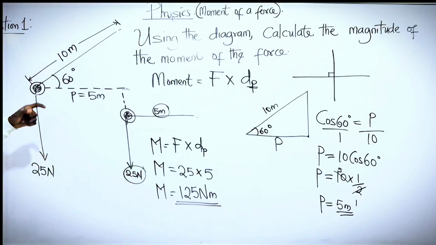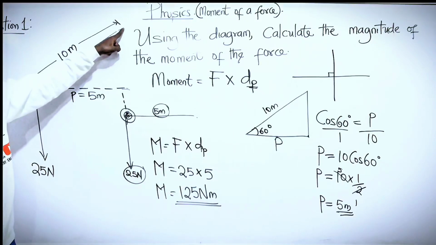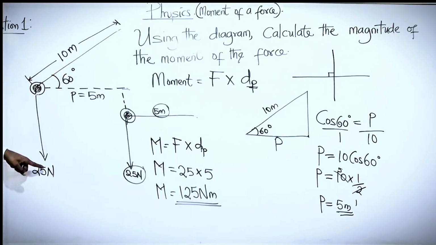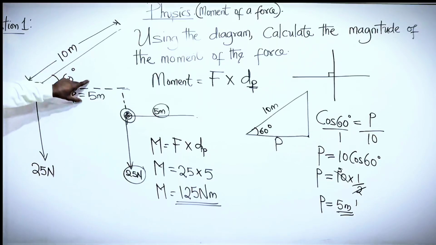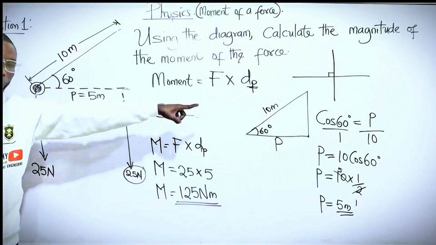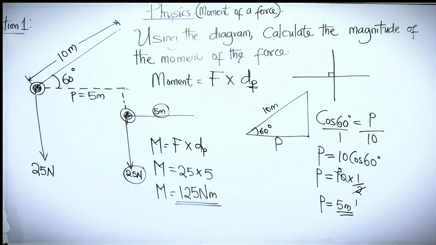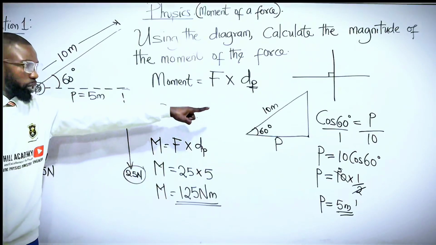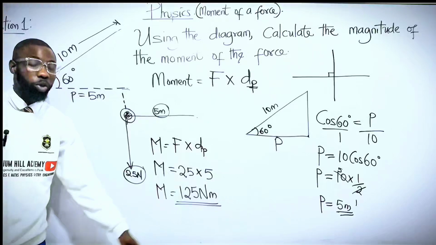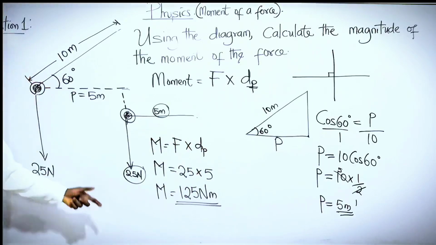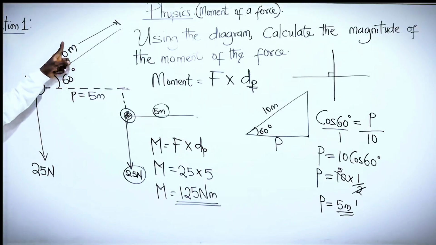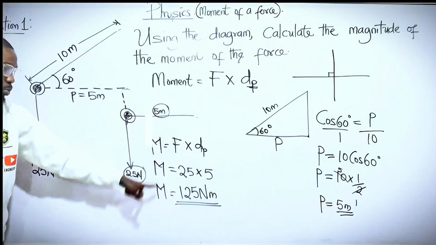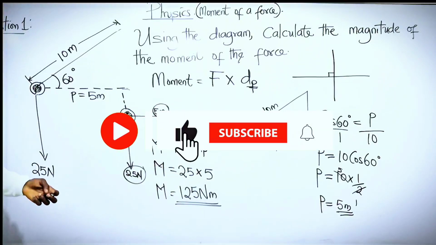So when you are given questions in this order, try to check if the distance is perpendicular to this. And in this case, it is not. So we have to change this and put it here. In doing that, I showed you in the triangle we had there that cos 60 is equal to P over 10. Just do your trigonometric ratio. You are going to see how to manipulate the line from here to here so you can multiply to get your answer. That's just a simple trick.